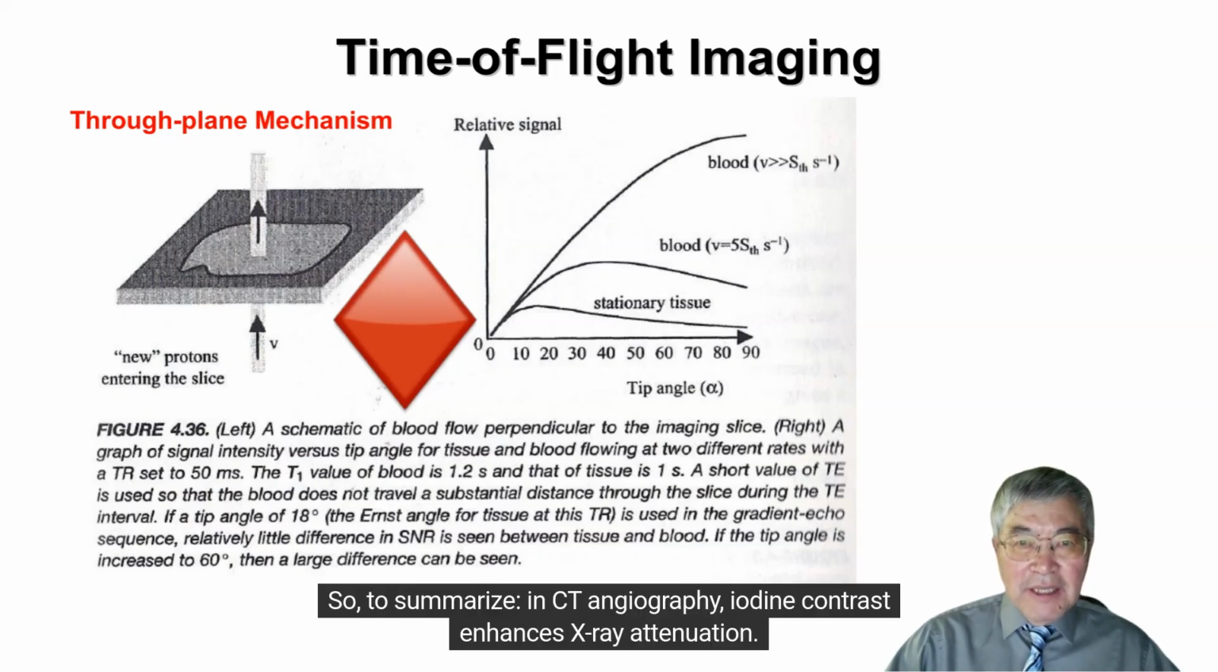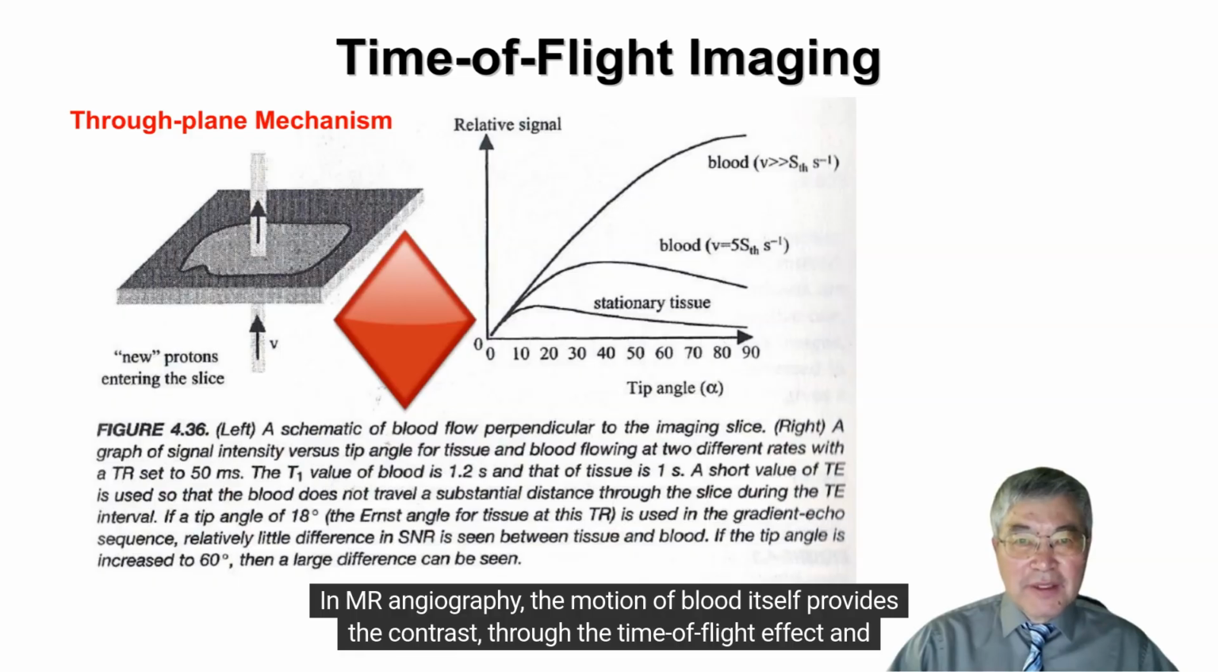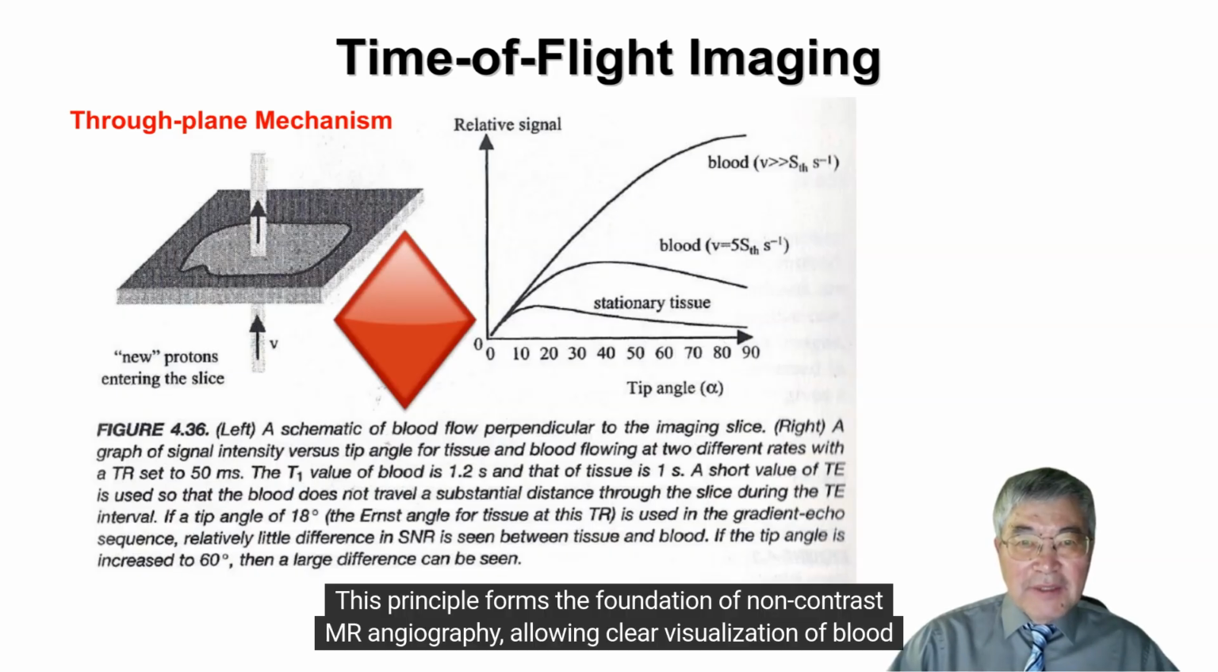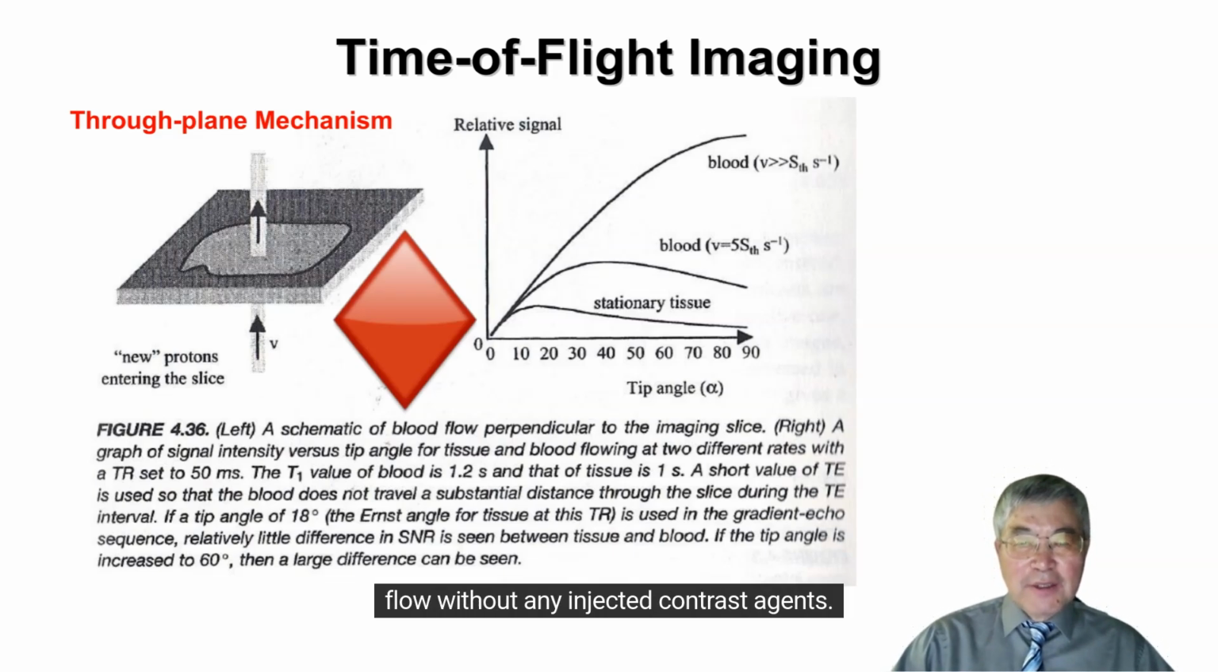So, to summarize, in CT angiography, iodine contrast enhances X-ray attenuation. In MR angiography, the motion of blood itself provides the contrast through the time-of-flight effect and the through-plane mechanism. This principle forms the foundation of non-contrast MR angiography, allowing clear visualization of blood flow without any injected contrast agents.